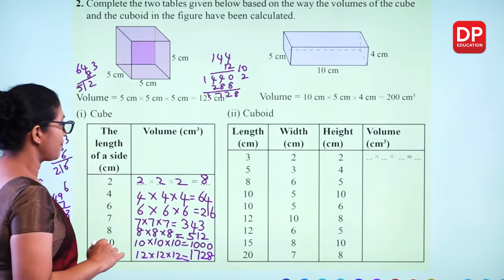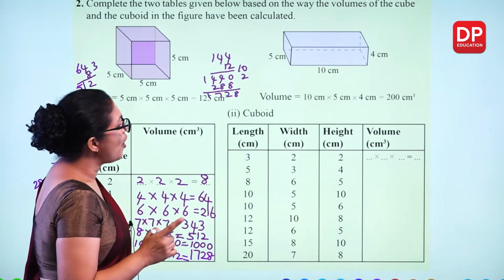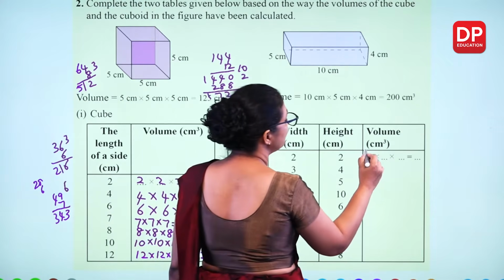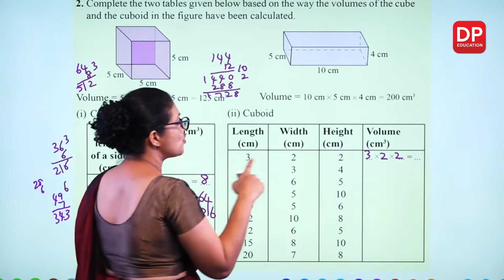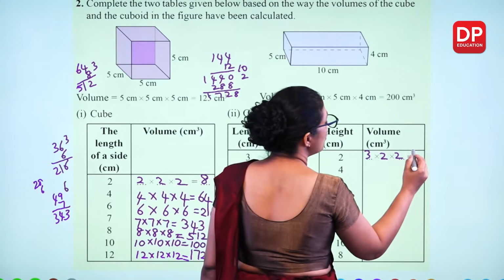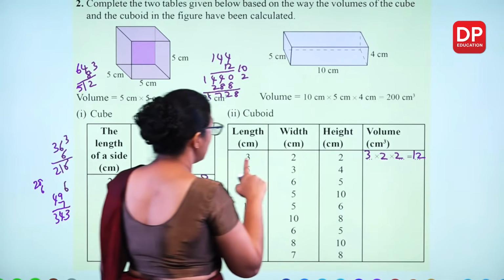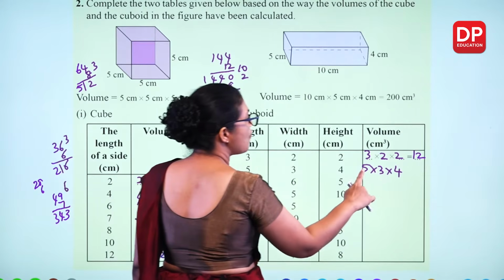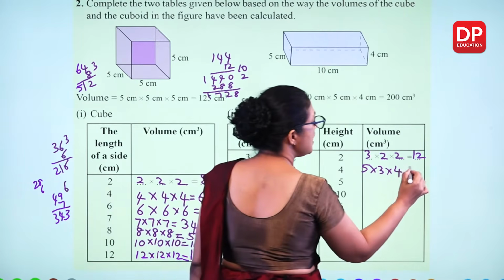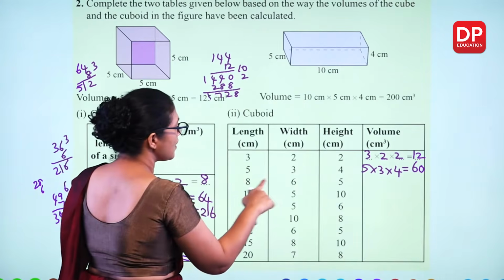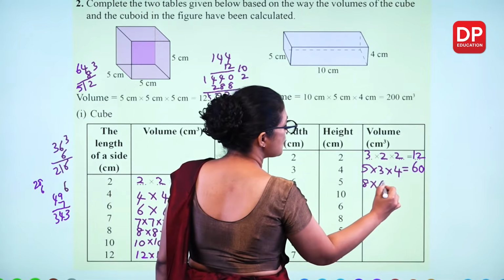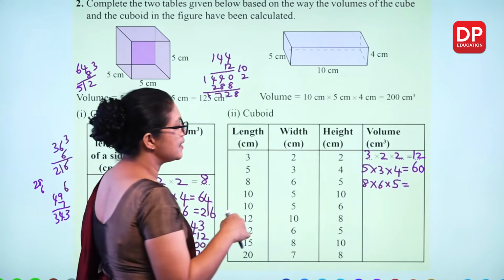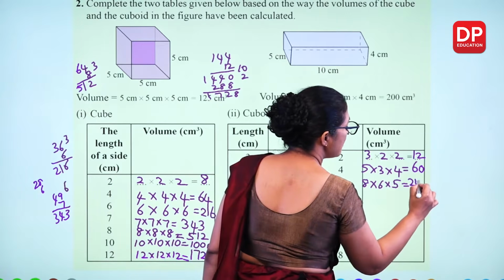Now look at the cuboid. Multiply separately. 3 times 2 times 2. 3 times 2, 6. 6 times 2, 12. 5 times 3 times 4. 5 times 4, 20. 20 times 3, 60. 8 times 6 times 5. Here 30. 30 times 8, 240.